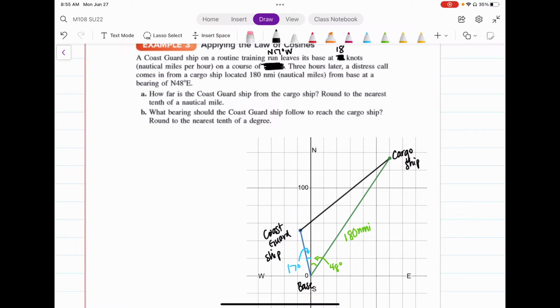And what we need is how far away the Coast Guard ship is from the base, and we can determine that based on the rate that we were given. So we have 18 nautical miles per hour traveled for 3 hours, gives us 54 nautical miles.